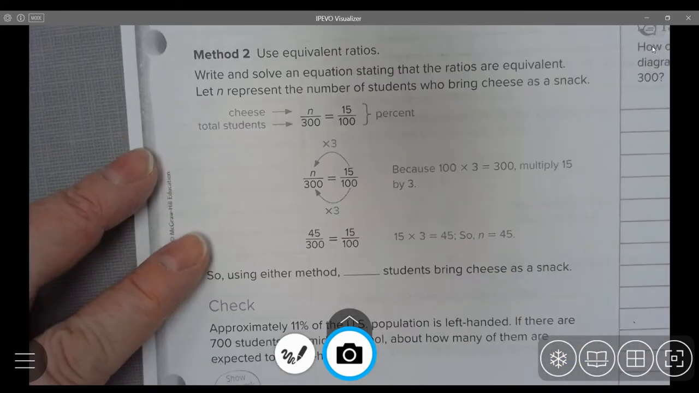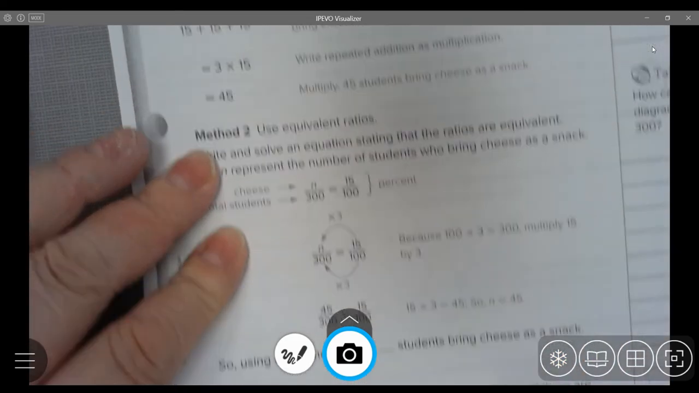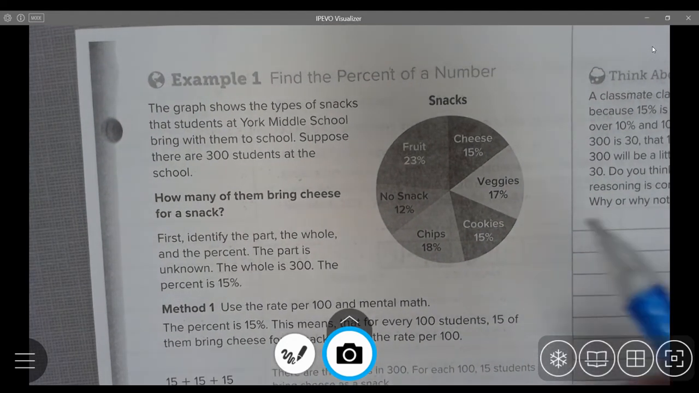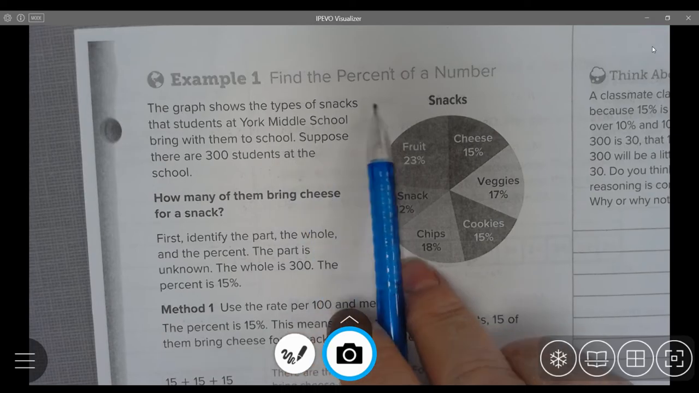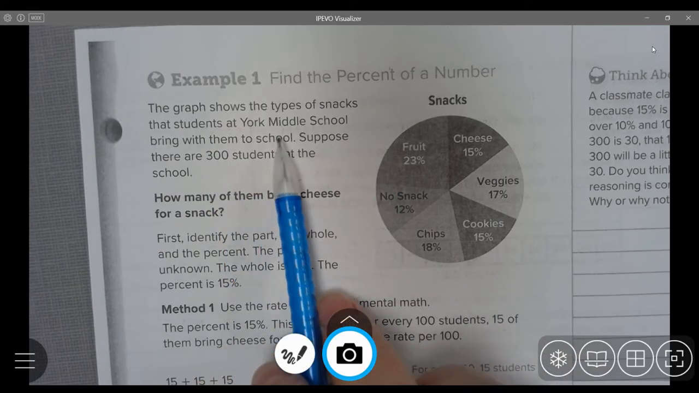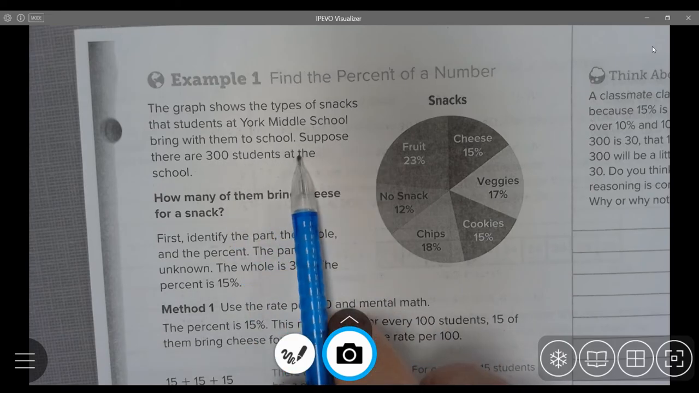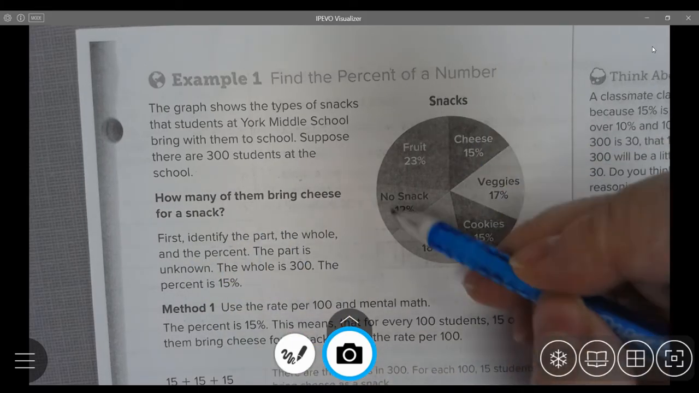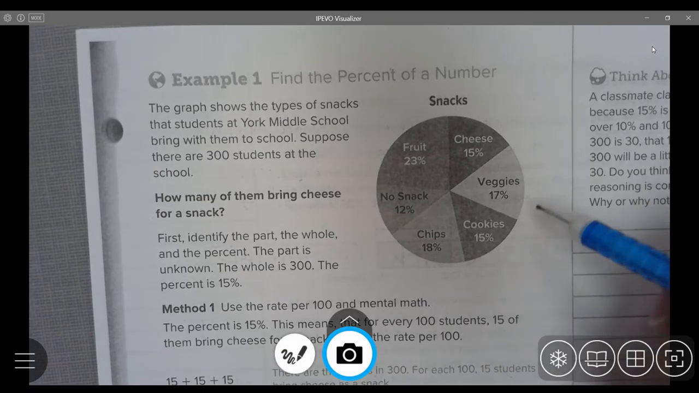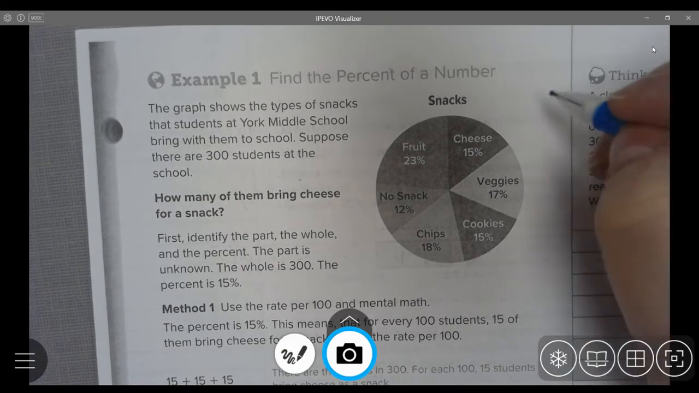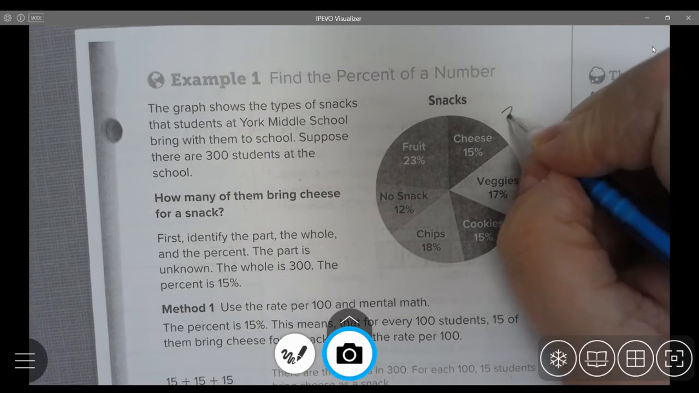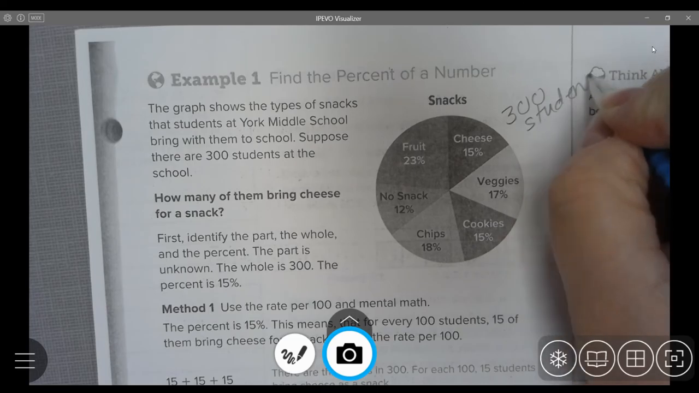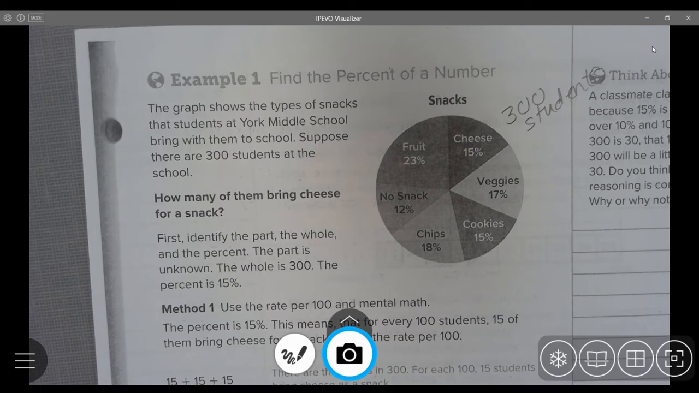Continuing on, page 105. On page 105, here's an example of how to find the percent of a number. The graph shows the types of snacks that students at York Middle School bring with them to school. Suppose there are 300 students in the school. So this entire circle is a representation of 300 students. I always like to write down how many students it represents.